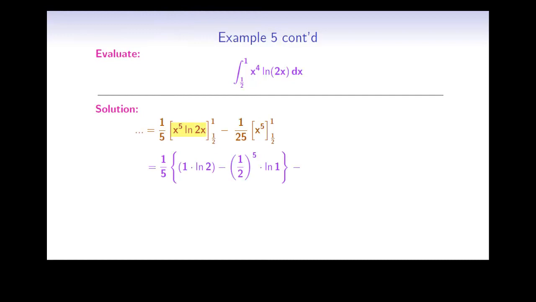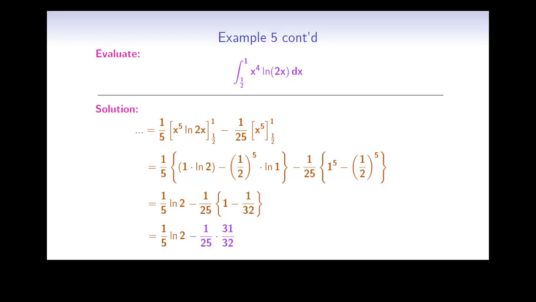When evaluating the first one here, we have to first insert a 1, so we get 1 times ln 2, and then subtract and insert 1/2, so we get 1/2 to the power of 5 times ln 1. In the second part, we have to first insert 1, so we get 1 to the power of 5, subtract inserting 1/2, so we get 1/2 to the power of 5. Simplifying this, we see that ln of 1 is equal to 0, so all we're left with is 1 over 5 ln 2, subtract 1 over 25 times 1 minus 1 over 32, which simplifies as 1 over 5 ln 2 subtract 1 over 25 times 31 over 32. In other words, 1 over 5 ln 2 subtract 31 over 800, which is the final answer.